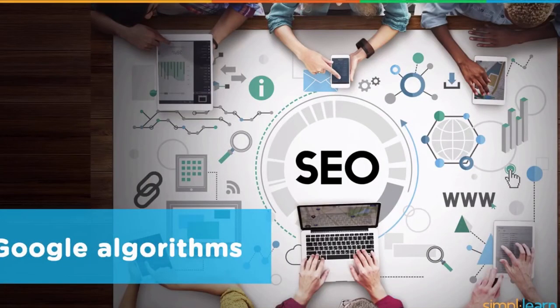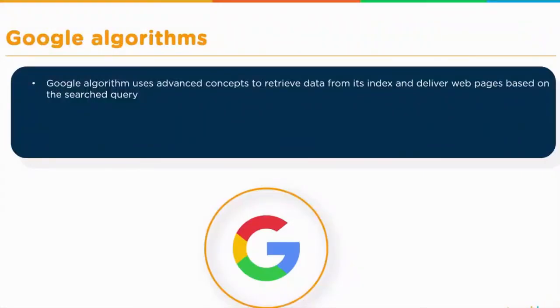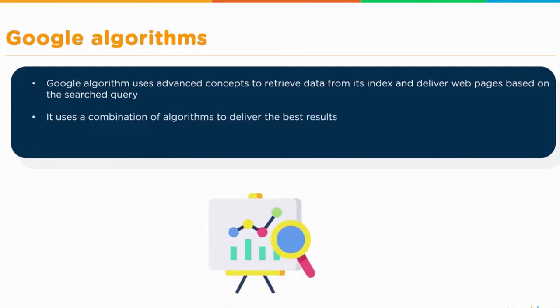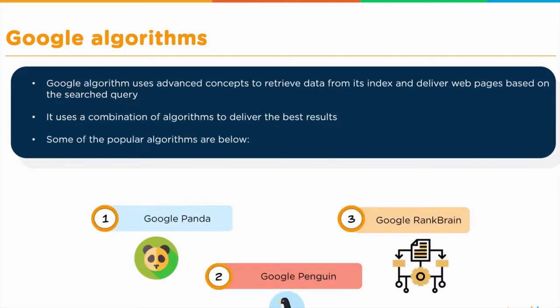So let's talk now about how the Google algorithms work. We'll shift gears here and talk about how these algorithms work on Google. Google uses advanced concepts to retrieve data. What they do is they're spidering, collecting web pages, and taking all those web pages back to their server. And anytime somebody does a query, they're delivering those web pages within milliseconds. They're delivering results based on your query. So that's in general how it works. It uses a combination of different algorithms to deliver the best results. They want the best results.